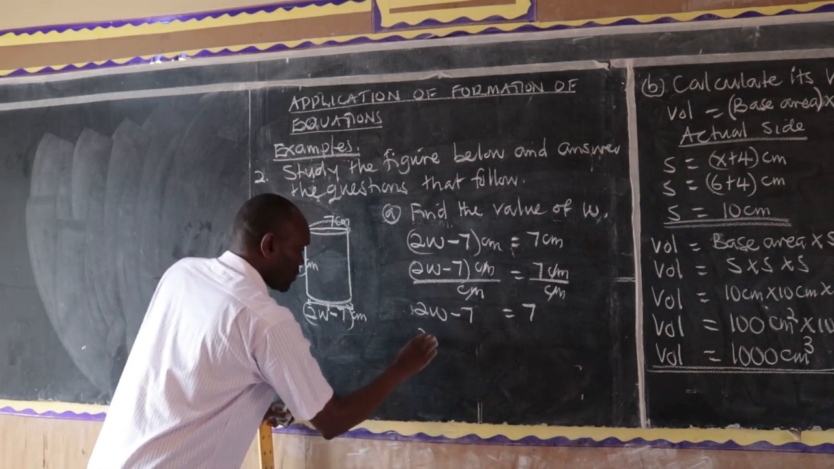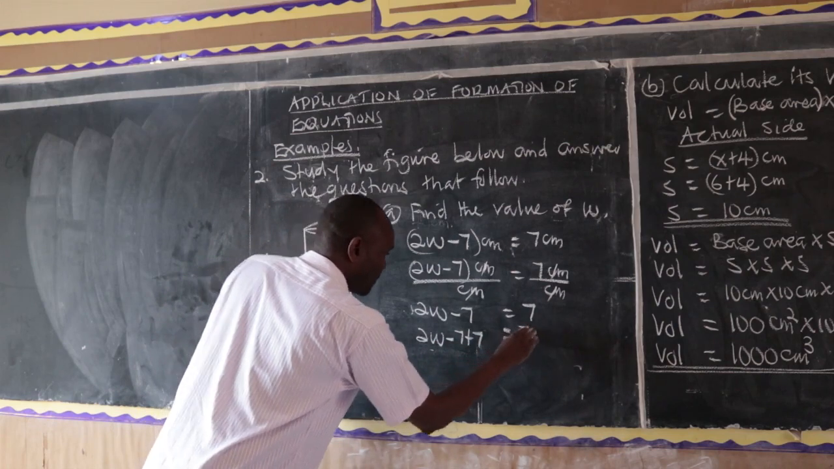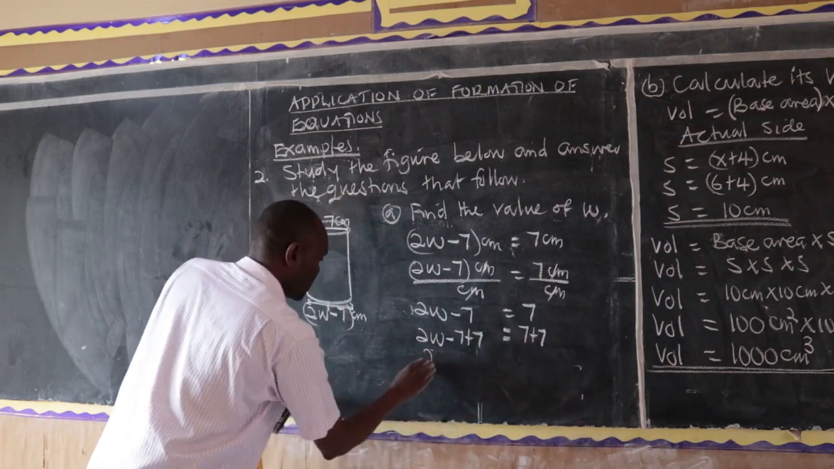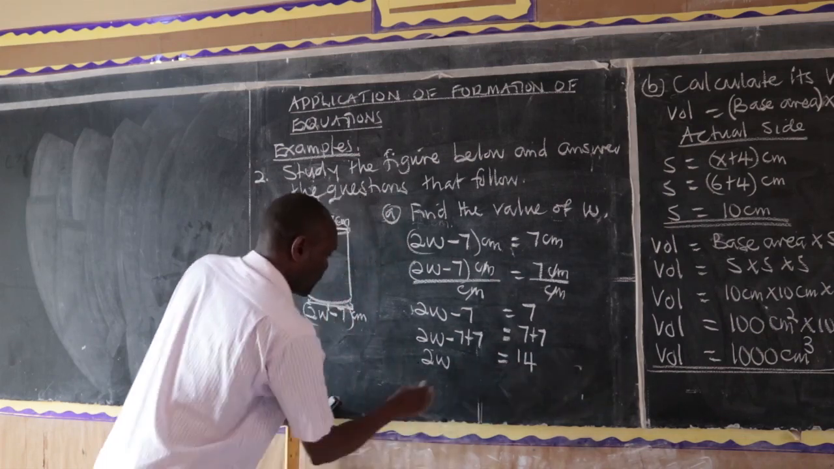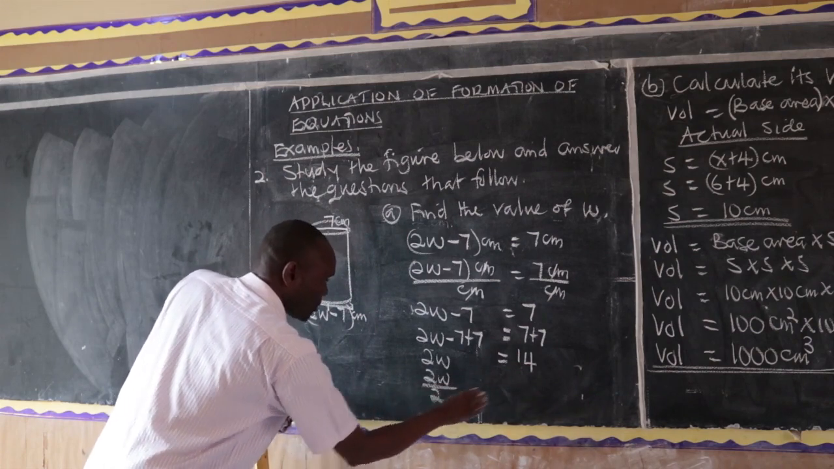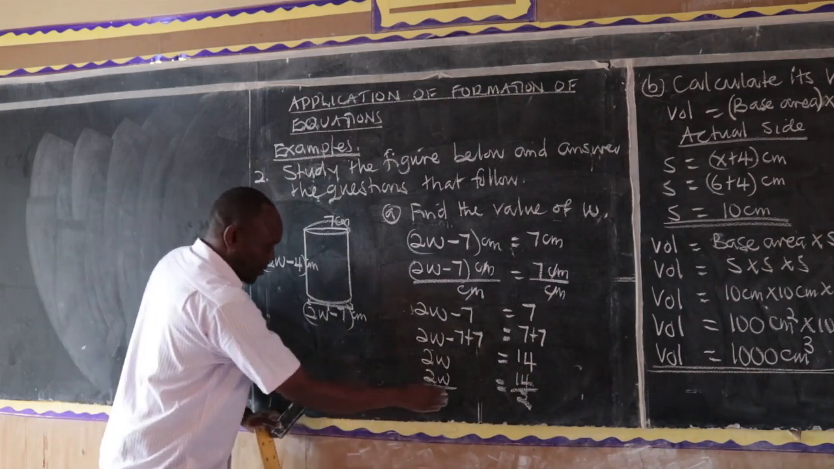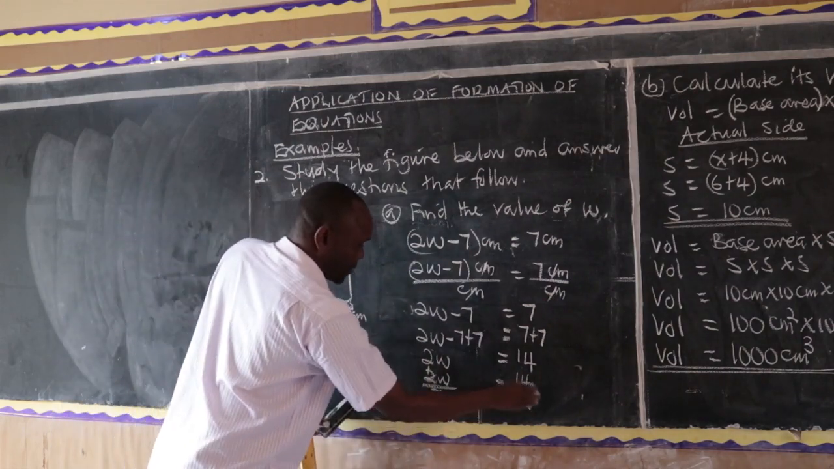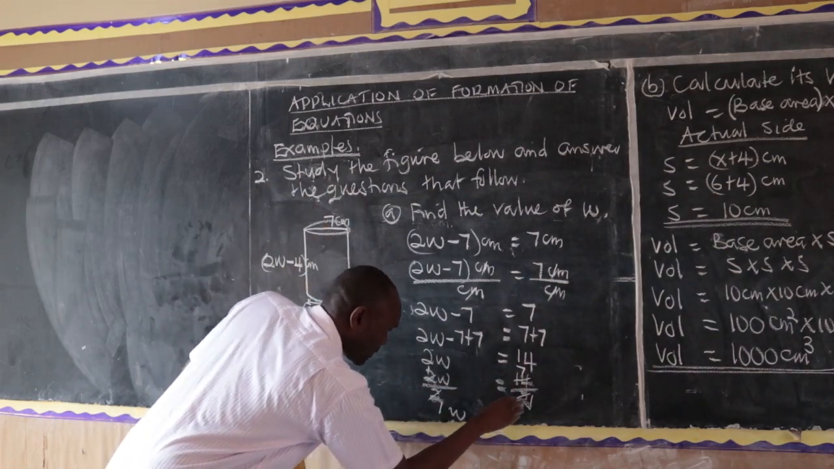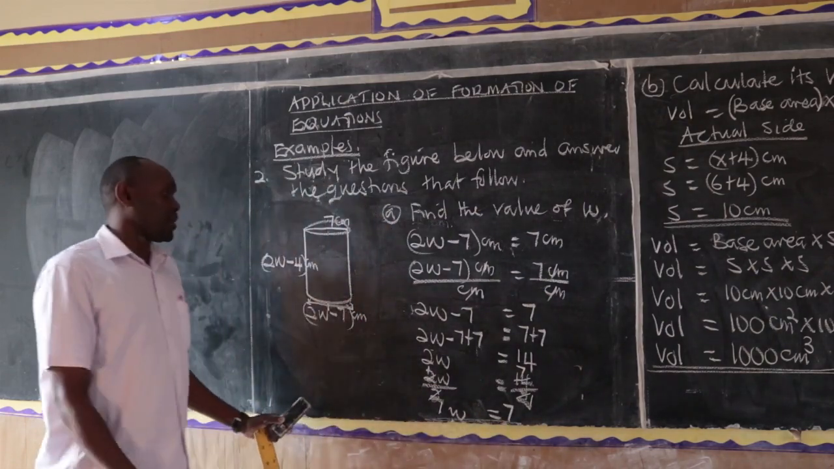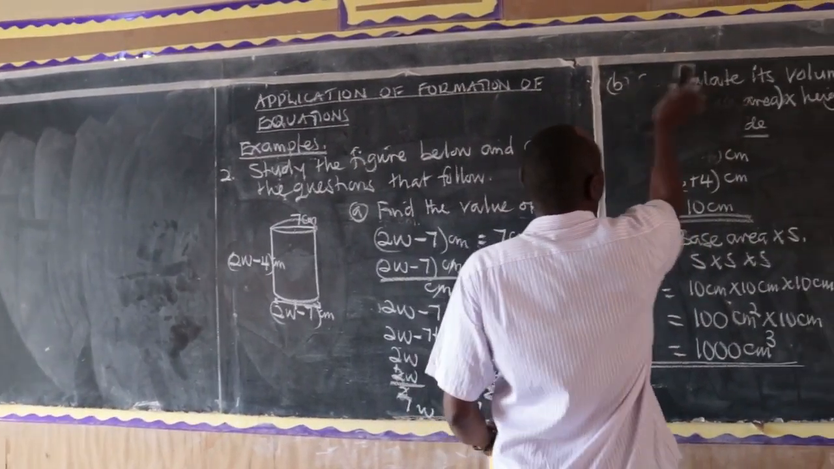So we have 2W minus 7 plus 7 is equal to 7 plus 7. So the 2W will give us 14. So 2W over 2 is equal to 14 over 2. Then we cancel the 2s, and 14 over 2 is 7. So we have W equals 7. So the value of W is 7.